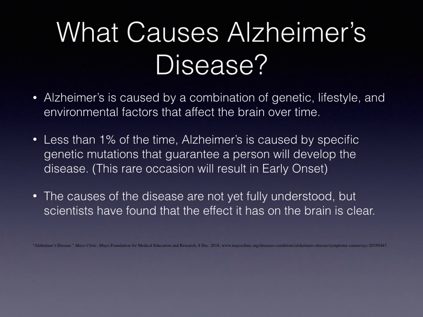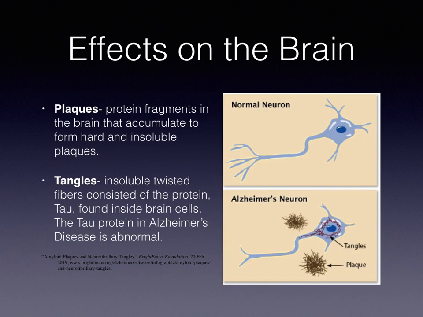What causes Alzheimer's disease? It is a combination of genetic, lifestyle, and environmental factors that affect the brain over time. The exact causes of Alzheimer's are not yet fully understood, but at its core are problems with brain proteins that fail to function properly. Less than 1% of the time, Alzheimer's is caused by specific genetic mutations that guarantee a person will develop the disease.